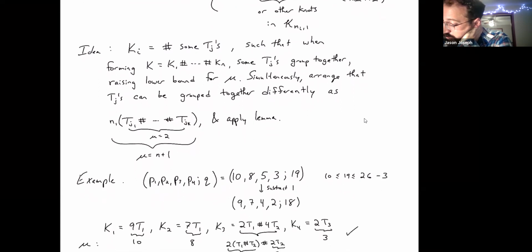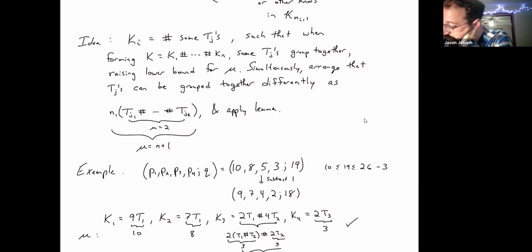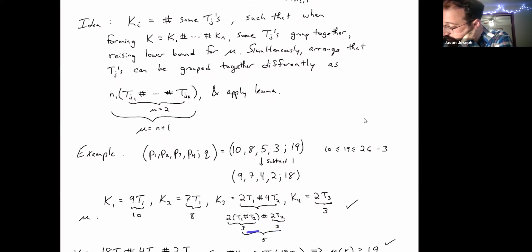So let's check that they have the meridional ranks we want. 9 of these has meridional rank 10, 7 of these has meridional rank 8. For this one, you want to group it in a nice way. There are 2 copies of this connected sum, which by the lemma, by itself is rank 2. And so 2 of them together is rank 3. And then this one is also 3. So put those 2 together and subtract 1, you get 5. That's what we wanted it to be. And the last one, we just have 2 of those, so you get 3.